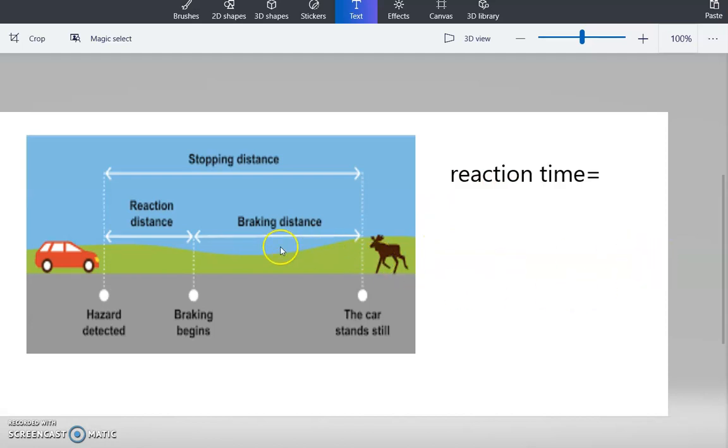And let's talk about the braking distance. So this moment here is the moment that the driver applies the brake and the car is decelerating, and this distance traveled by the car is called the braking distance. And if we add them together, we can get the stopping distance. Now I am going to use a simulator so you can understand this much better.